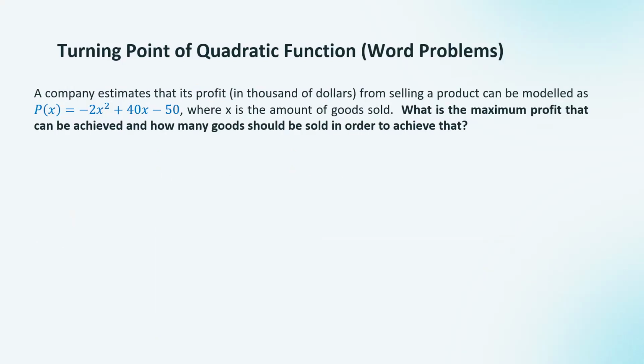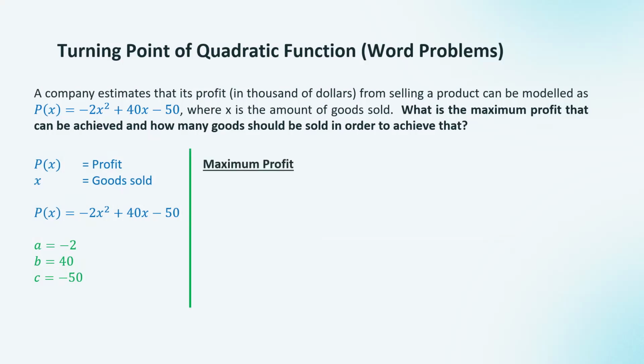In this next example, we are going to see how we can utilize the formula for turning point in a word problem. A company estimates that its profit from selling a product can be modeled as the following quadratic function, where x is the amount of goods sold. What is the maximum profit that can be achieved, and how many goods should be sold in order to achieve that? So we know that P(x) is the profit and x is the amount of goods sold. And for this, we will try to find the ABC values, as you can see. And after that, we can try to find the maximum profit.